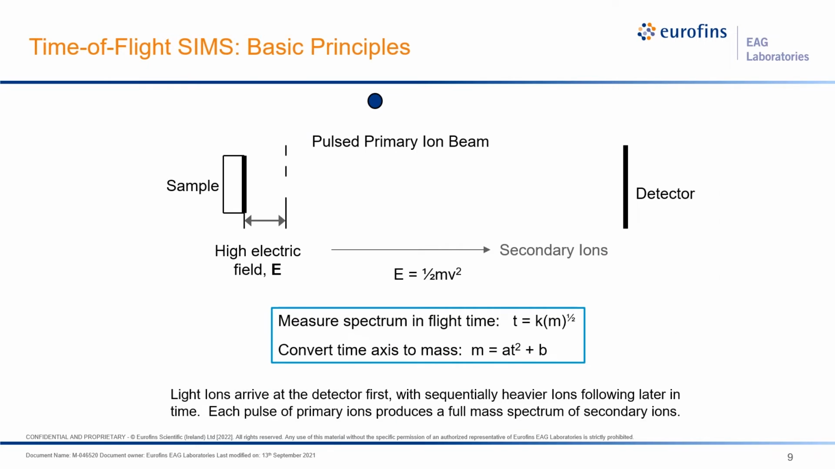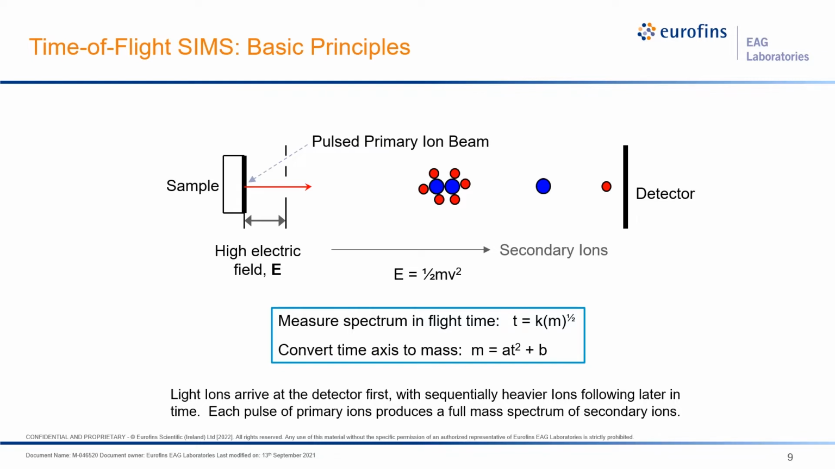Okay, so the way this works, and we have a couple of different instruments, is the sample is held in a high electric field. The primary ion comes in and secondary ions are created off of the surface, and they fly down this region here, which has no electric field in it. This is called the field-free region.